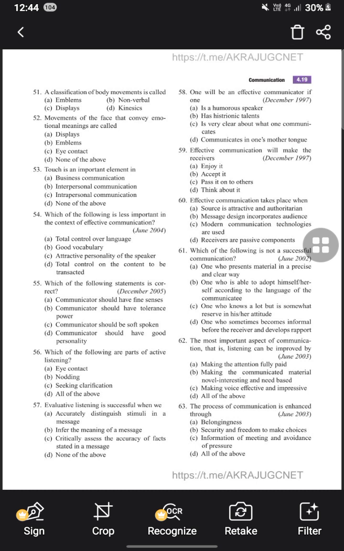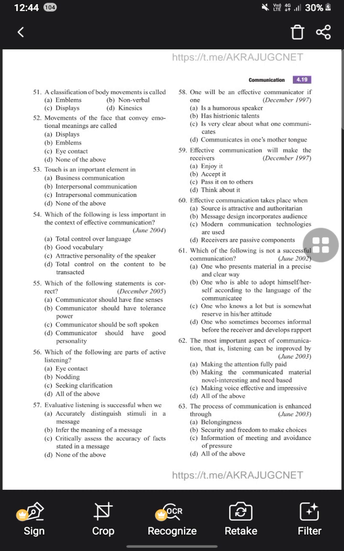Effective communication will make the receivers. 59 is D, think about it. Effective communication takes place when. 60 is B, the message design incorporates the audience. Which of the following is not a successful communication? 61 is C, one who knows a lot but is somewhat reserved in attitude.